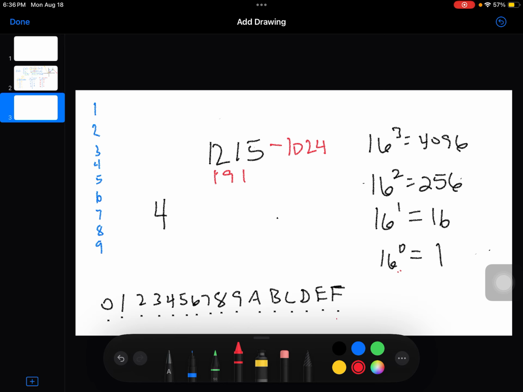So we're down to 191. Now 191 is less than 256 but greater than 16. We're going to divide 191 by 16. We get 11.9375. Now we can't say 11, so we're going to go A, B. B is 11. So 191 divided by 16 is 11.93. 16 times 11 is 176. We're going to subtract 176 from 191. And we get 15.